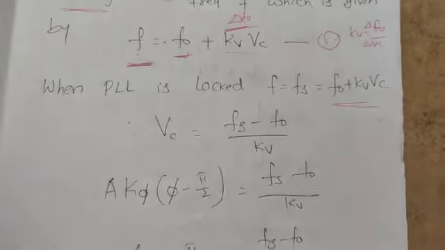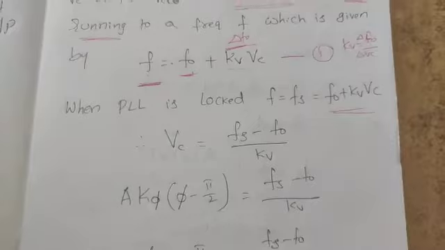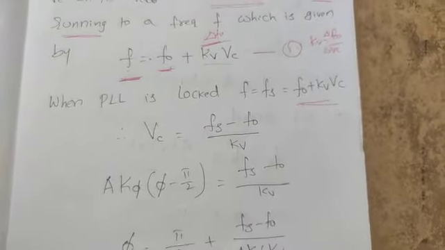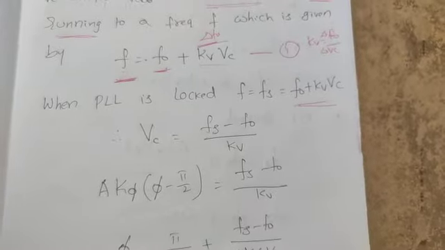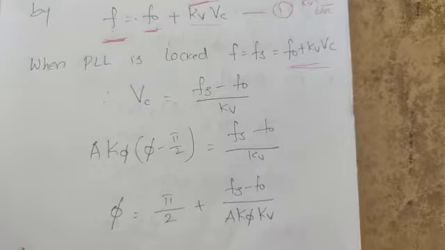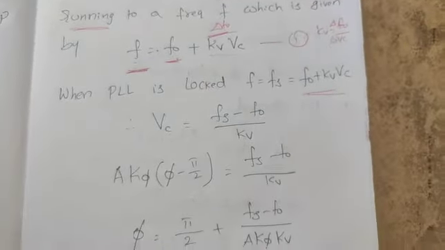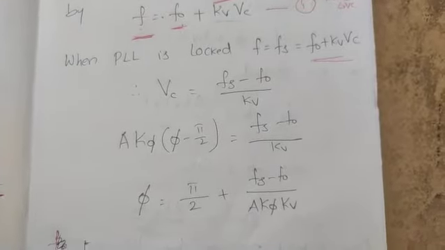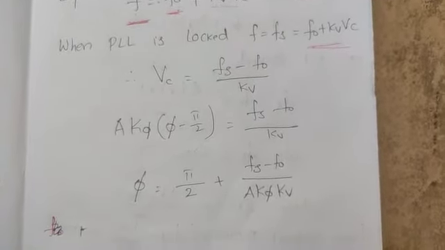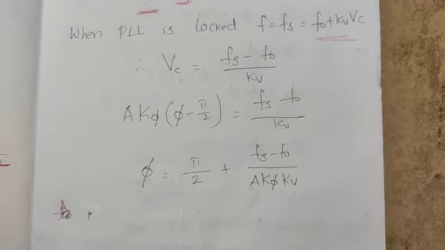When the PLL is locked, the output frequency of the VCO must match the input frequency, so Fs equals F naught. From that, VC equals Fs minus F naught by kV. So VC is equal to A times K pi into pi minus pi by 2, which equals Fs minus F naught by kV. If you rearrange for pi, you get pi by 2 plus Fs minus F naught by A times K pi into kV.